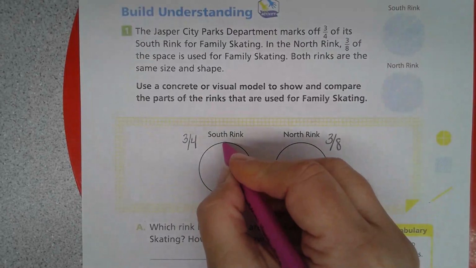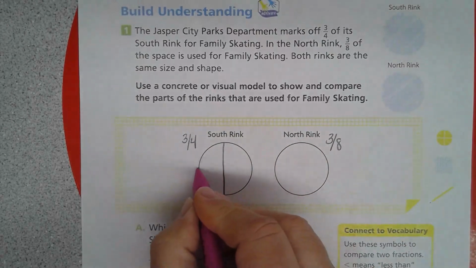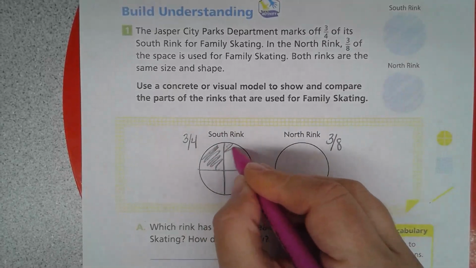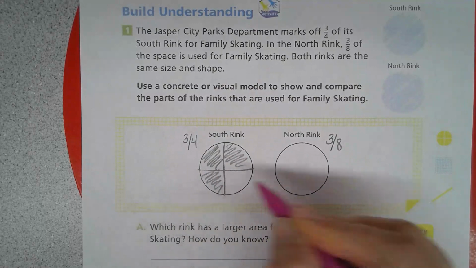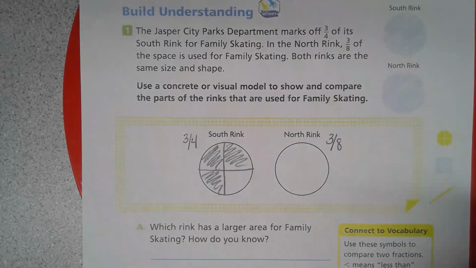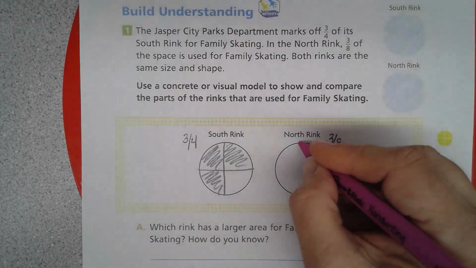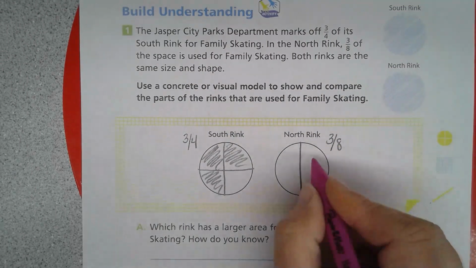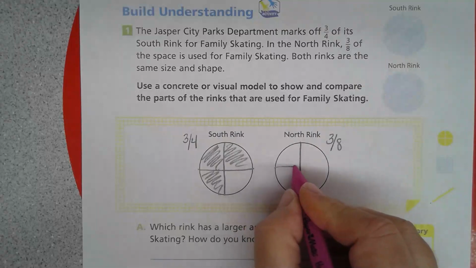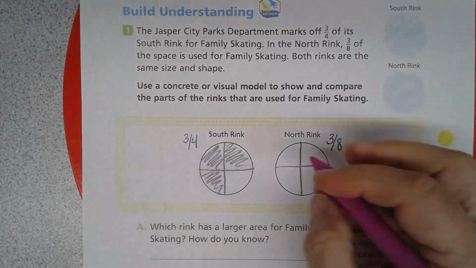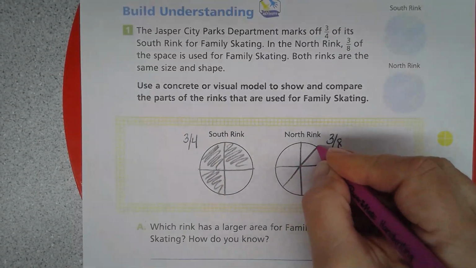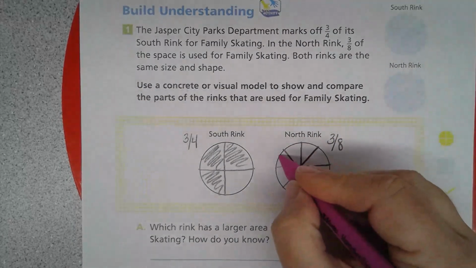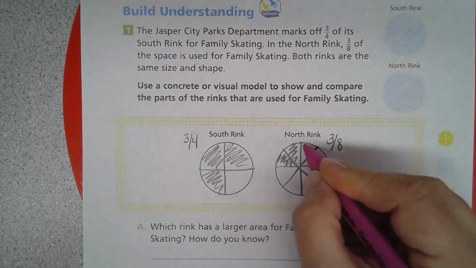So 4ths, straight down, straight across. Try to eyeball it to get it as close as you can. So there's 3/4. Now 3/8 on the other hand, we're going to do straight down. We're going to make it into 8 pieces. We're going to go just like what we did for the 4ths, except we're going to take those 4ths and split them in half to make 8. And we have 3/8. So there's 1, 2, 3.